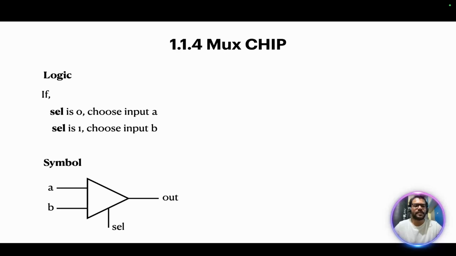The symbol is a triangle multiplexer with a selector signal, 2 inputs and selector. If the selector is 0, you get A as output. The selector is 1, you get B as output.